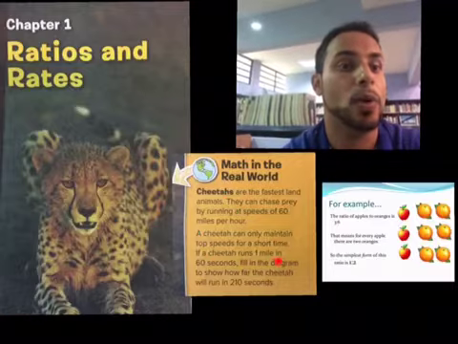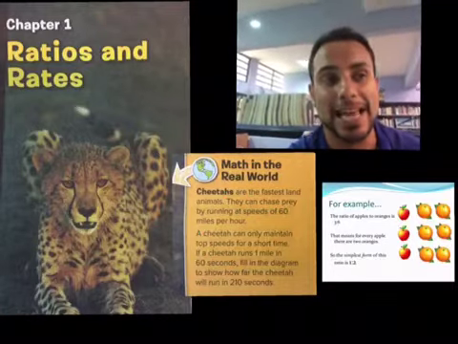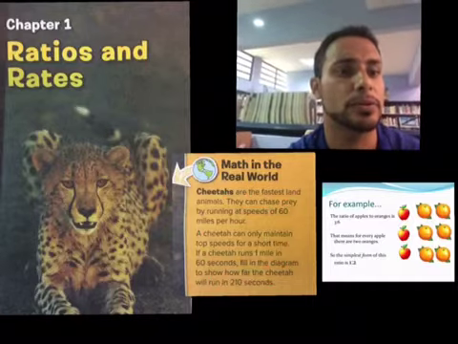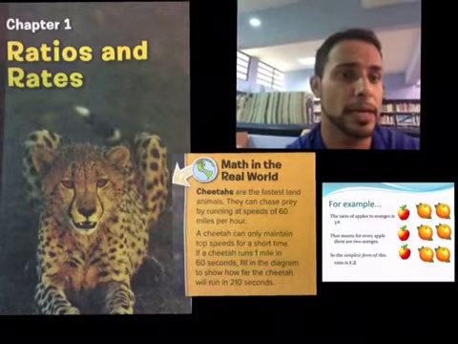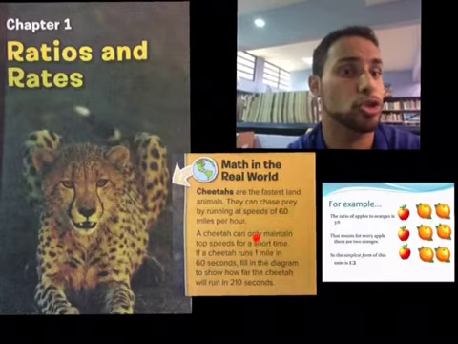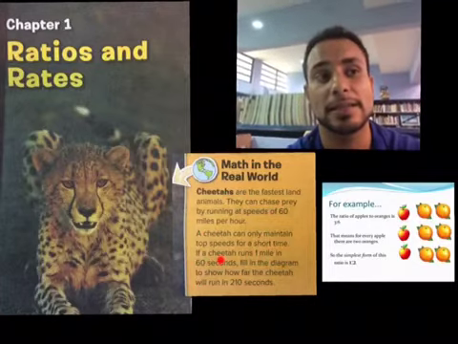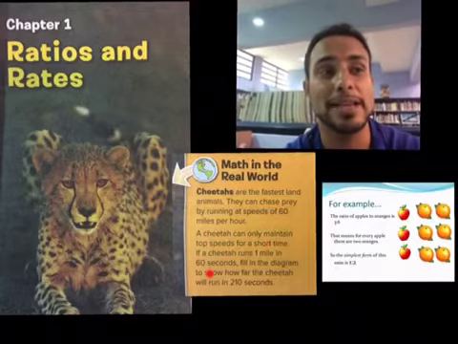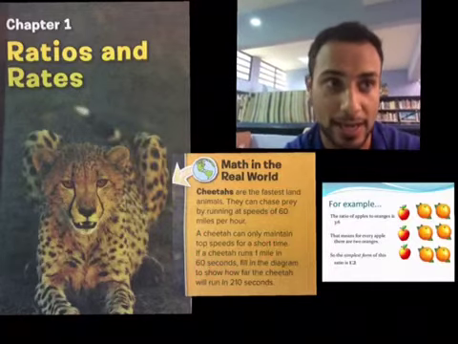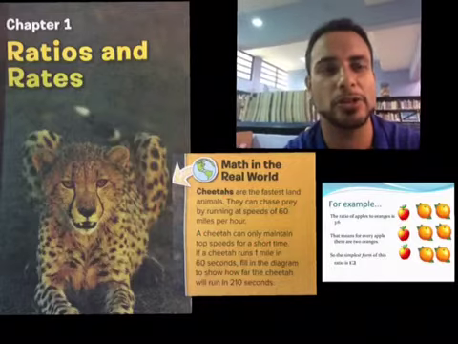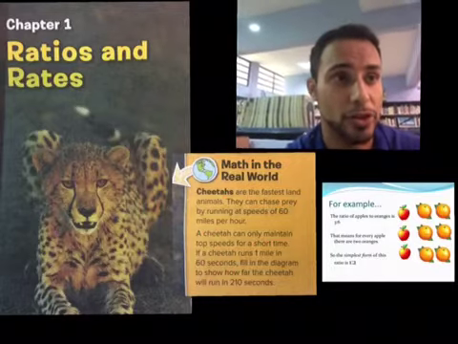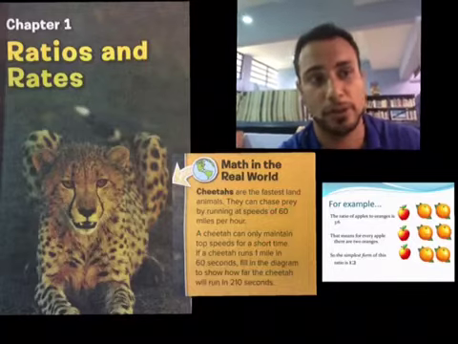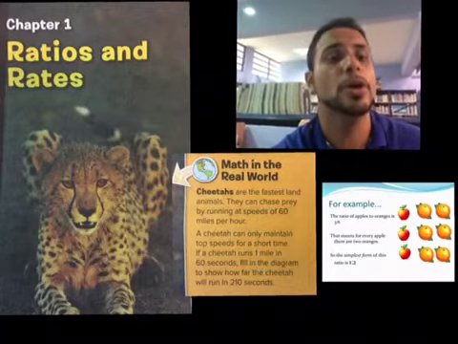If a cheetah runs 1 mile in 60 seconds, fill in the diagram to show how far the cheetah would run in 210 seconds. Well, 1 mile in 60 seconds. 2 miles in how many seconds? 120, right? 2 minutes. 3 miles in how many seconds? 180. And then from 180 to 210, we only have 30 seconds, which would only be half a mile, right? Because it's half, so you have to halve the other variable.